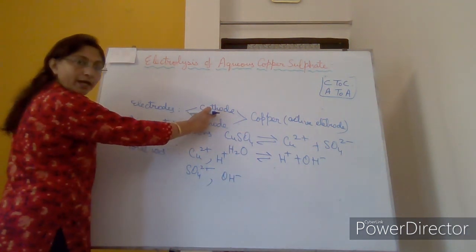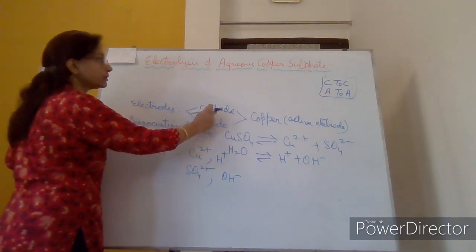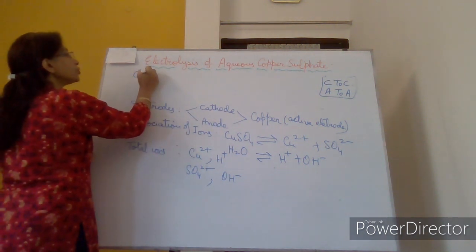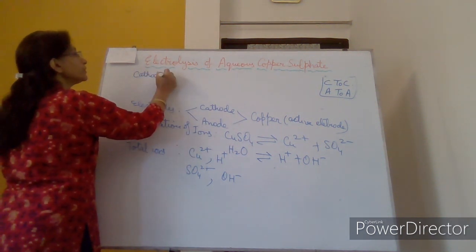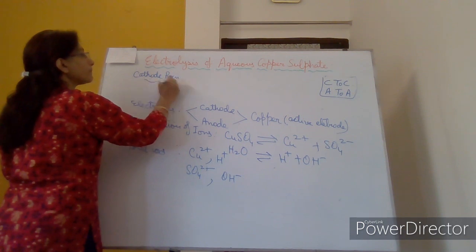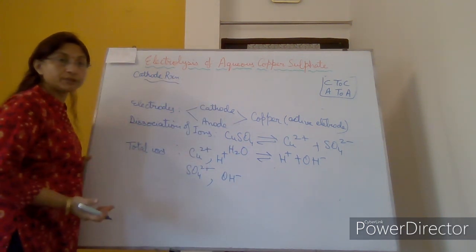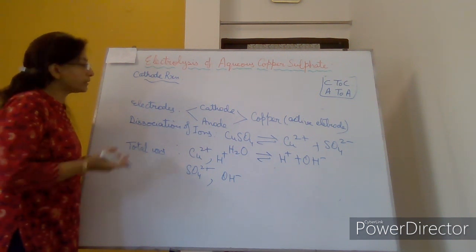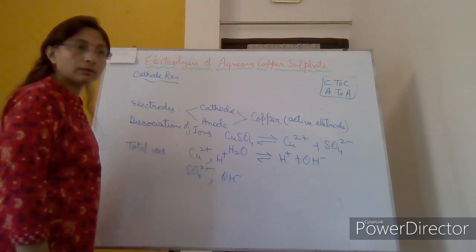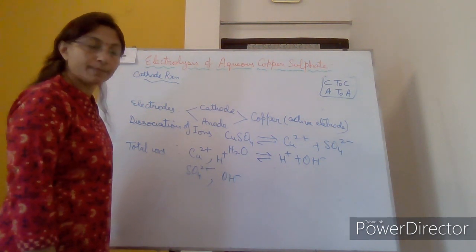Now let us first of all have a look at what happens at the cathode. The cathode reaction will be nothing different from what happens at the electrode when it is inert or when it is passive.